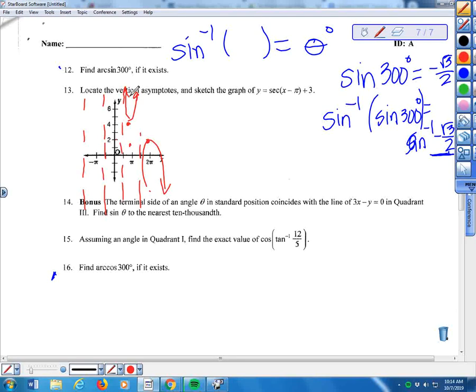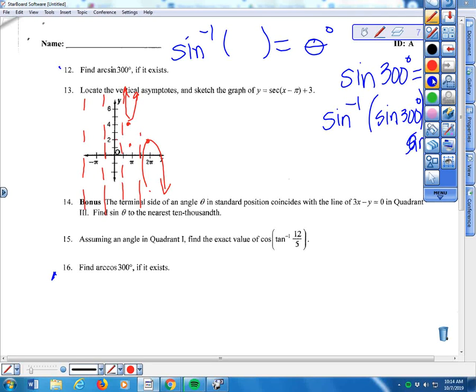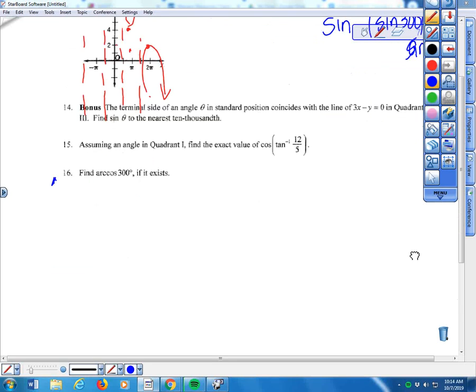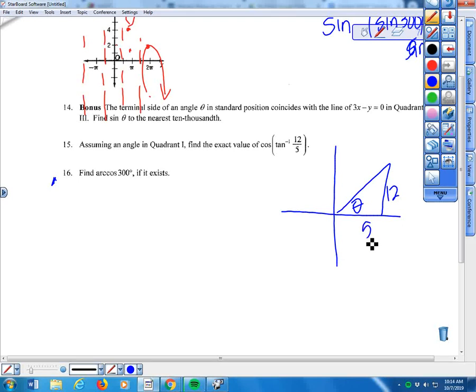Okay. Let's do the bonus after I do 15. So assuming an angle in quadrant 1, tangent is, this is theta. Now I take cosine, so 5/13. Just draw the angle, draw the triangle, that'll be the easiest thing. Okay, let's do the bonus.